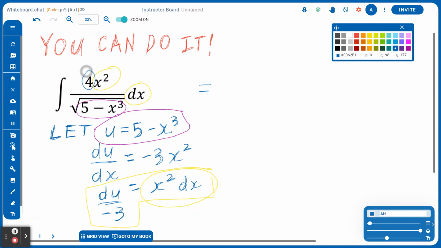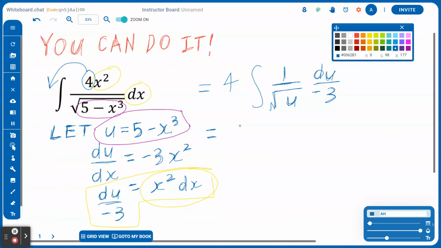This number 4 could be brought to the front. The constant is independent of the antiderivative. So it's going to be 4 times the integration of, instead of x squared dx, du divided by negative 3. And instead of 1 divided by the square root of 5 minus x cubed, you're going to replace it with u. Just like that.